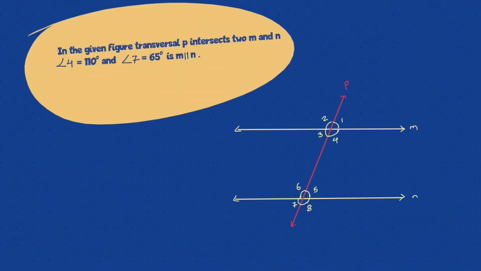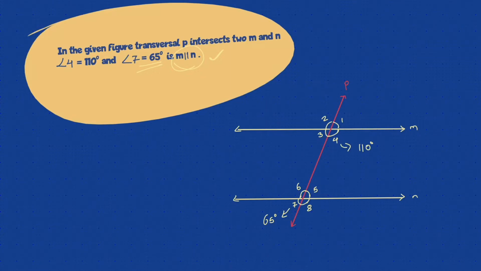Now let's apply whatever we have learned. Now there is a question. In the given figure, transversal P, which is in red, intersects two lines M and N. What is given to me? Angle 4 is 110 degrees, and angle 7 is 65 degrees. So I'll write that as well. The question is: is M parallel to N? So answer that for me.